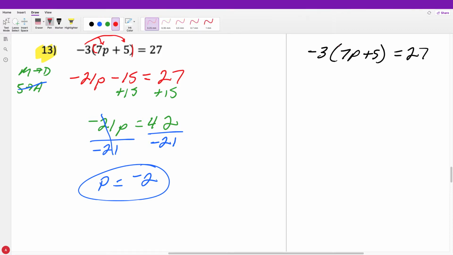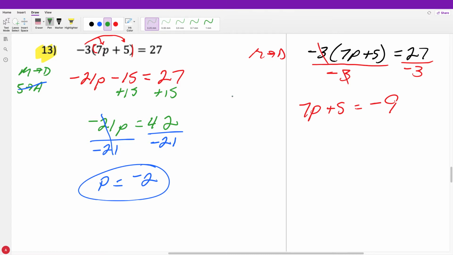The other way you can do it is you can think about this being multiplication. And since there's nothing else being added to this side of my equation, I can get rid of this multiplication, we know, through division. So I can go ahead and get rid of this multiply by negative 3 by dividing each side by negative 3. These will then cancel, and I'm just left with 7p plus 5, and 27 divided by negative 3 is negative 9.